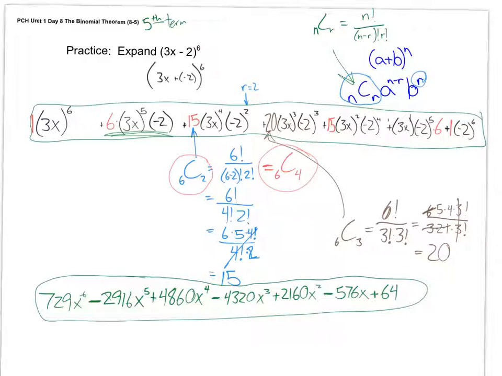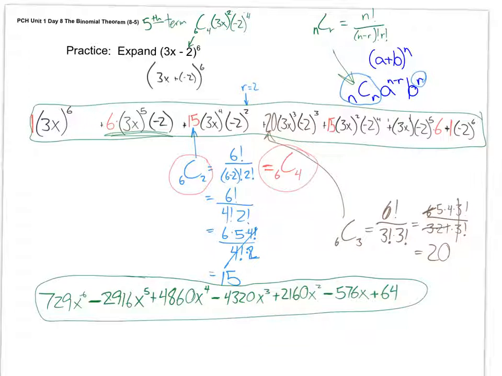Okay, the fifth term means that whatever the second factor is, it's going to be raised to the 4th power. So I'm going to have a negative 2 to the 4th power. And that opens up the door for everything else I've got to figure out. I know it's 6 choose something, and I'm always choosing r, but now I know r is 4. And then, what power would the 3x be raised to if the negative 2 is raised to the 4th power? 2. It's to the 2nd, because the exponents have to add up to 6.